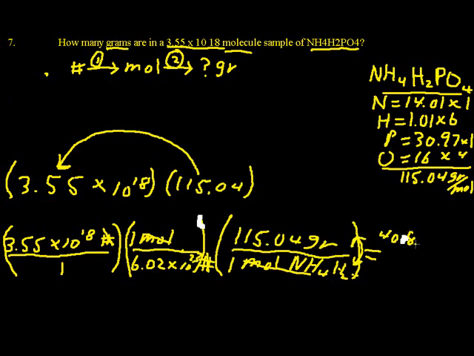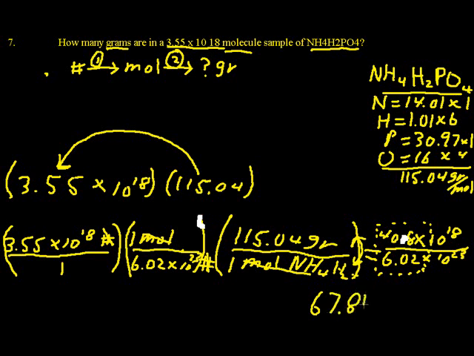So, it's 408 times 10 to the 18th. Notice that's right here. Divided by 6.02 times 10 to the 23rd. Now what you do is the following. You take this portion right here, 408 divided by 6.02. When you punch that in the calculator, you get 67.81. So you take these two values and do a regular division.